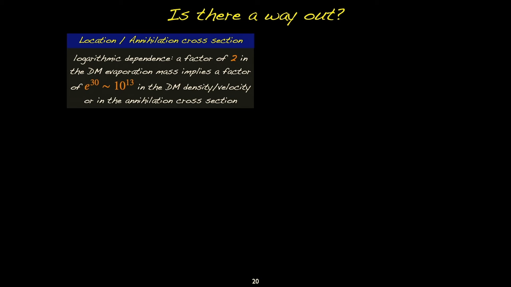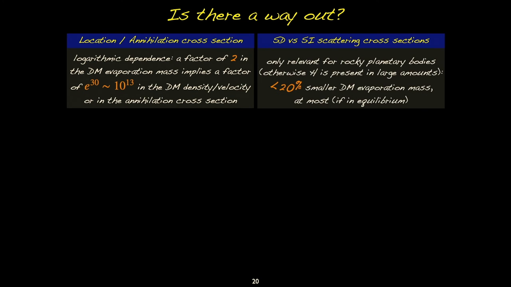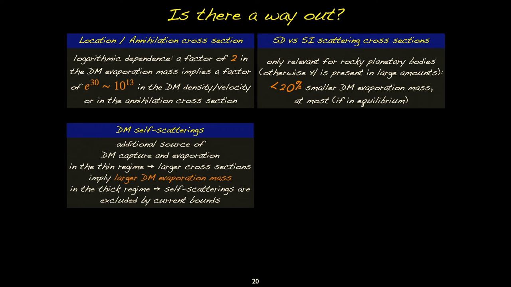That's very complicated. So what about the spin-dependent interaction? Actually, this has a very mild effect and only has importance for rocky planets. So not really important. What about adding self-scatterings? When we are in the thin regime and the weak interaction cross-section regime, adding self-scatterings only goes in the wrong direction. If we are in the thick regime, adding self-scatterings would help because it suppresses evaporation, but the self-scattering cross-section that one would need for this to be effective is already excluded by observations like the Bullet Cluster.